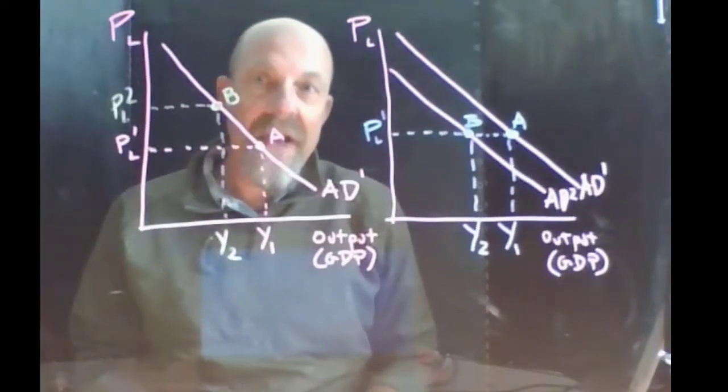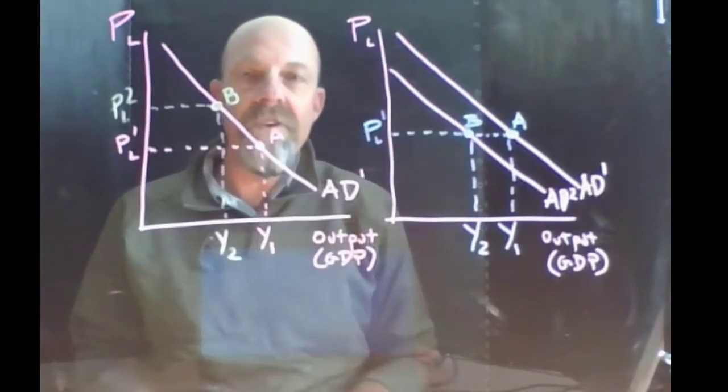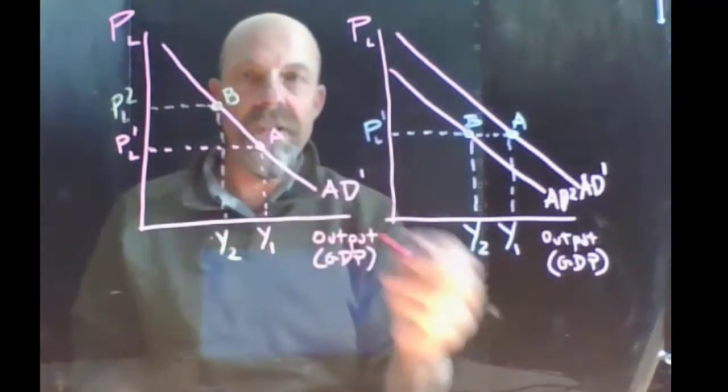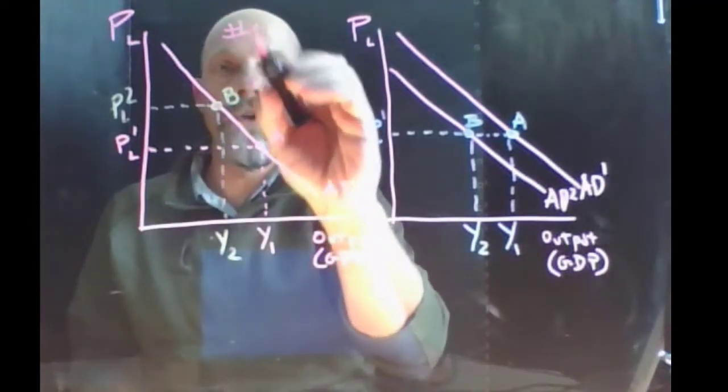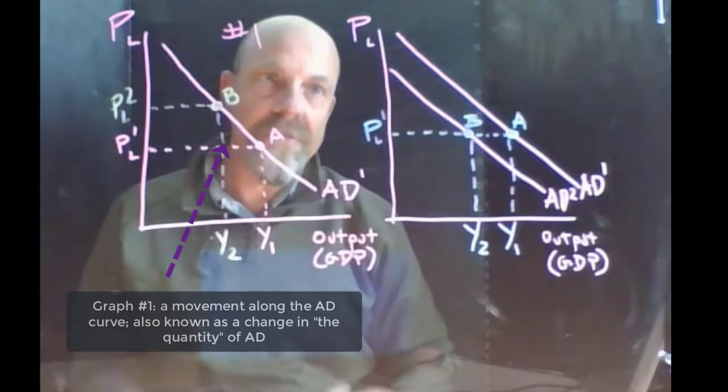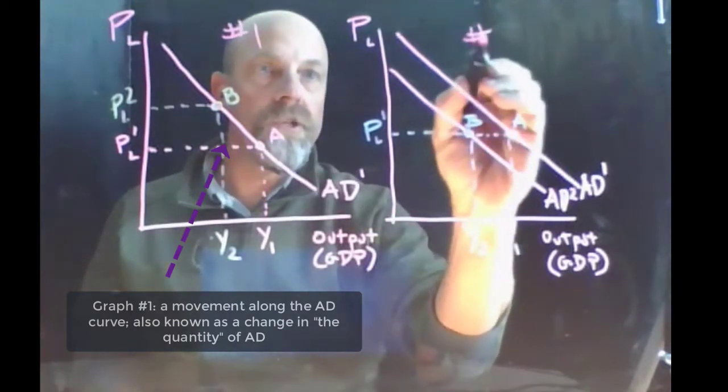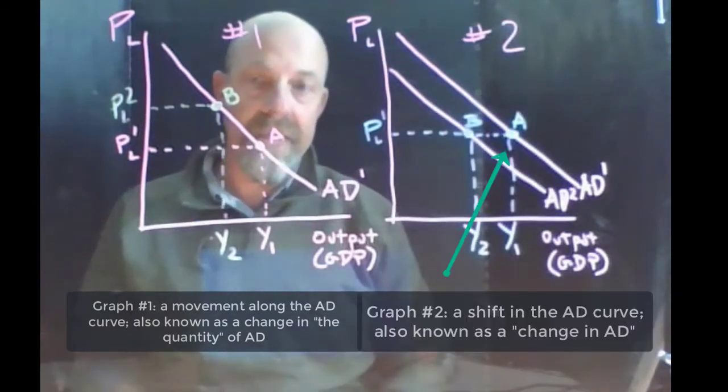Let's focus in on the aggregate demand curve. In front of you, you've got two different graphs that look very similar. Graph number one, which shows a movement along a single aggregate demand curve, and graph number two, which shows a shift in the aggregate demand curve.